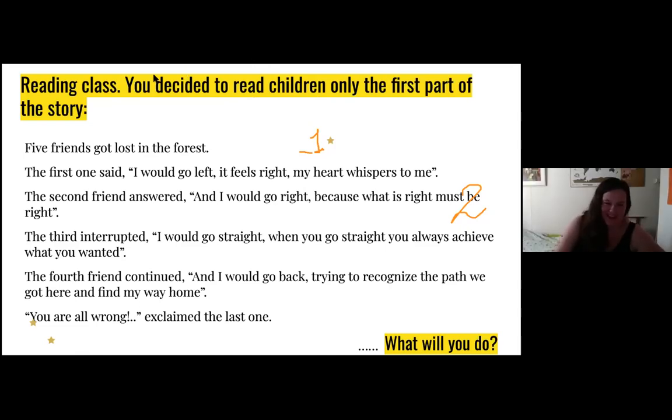Okay, here we go. So my first question is, who do you agree with? Nastaran, who do you agree with?